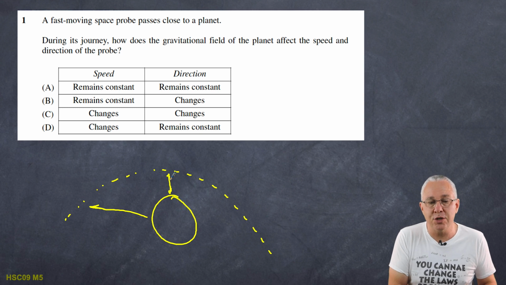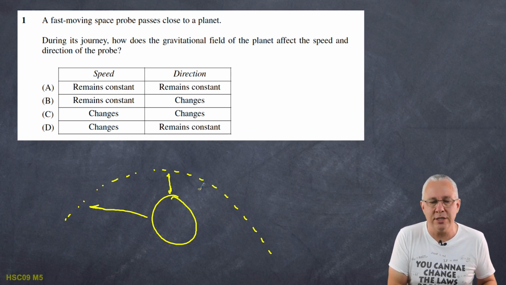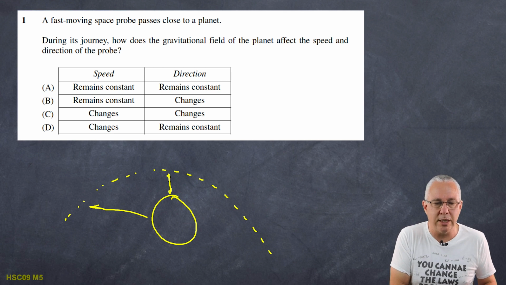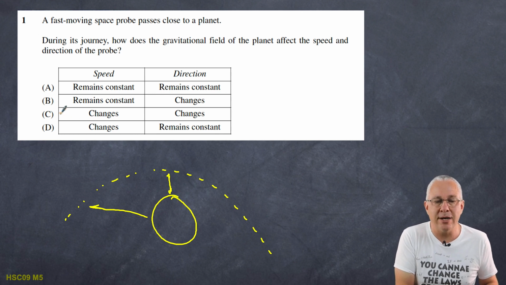Now, in terms of the path, it goes around in a curve, so its direction is changing as well. So therefore the speed changes as well as the direction. So therefore our only option really is C.